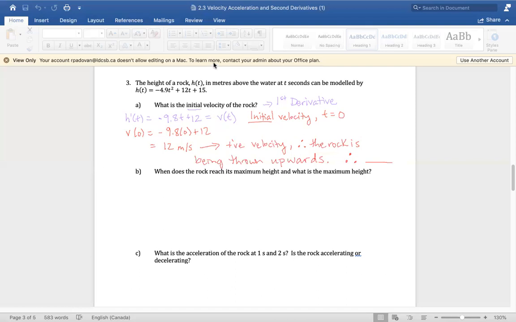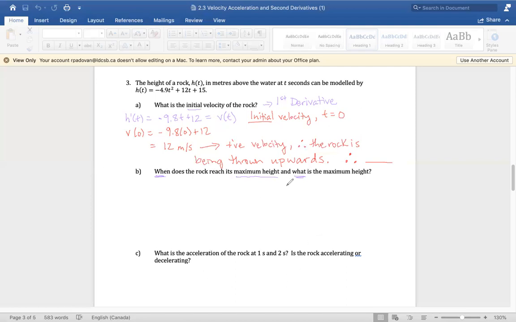Okay, so now the next question is when? When does the rock reach the maximum height? And what is that maximum height? So when would be your time along your x-axis? What is the maximum height would be again along your y-axis? It's basically asking for both numbers of the maximum height, which is your vertex, right?